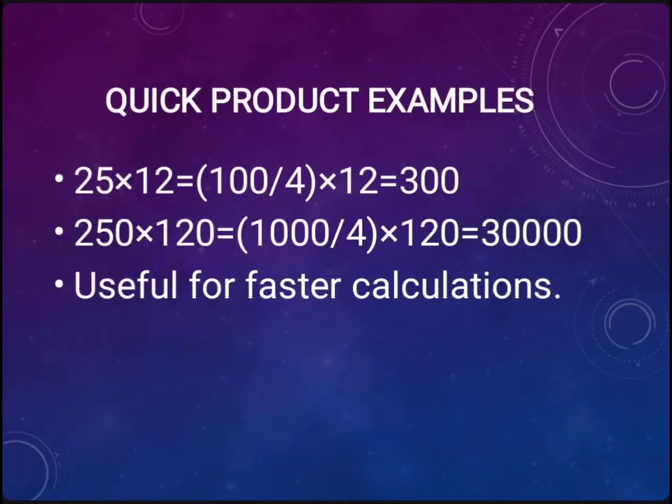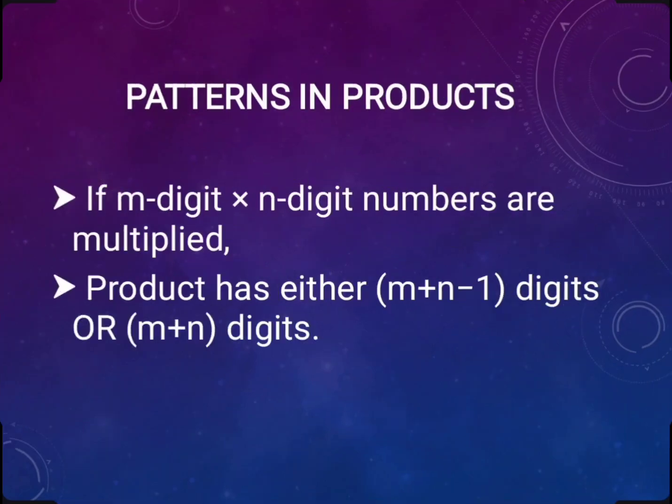So based on the questions asked, for instance 25 into 12, we do 100 by 4 into 12, which is 1200 by 4, answer is 300. Or 4 into 3 times 12, 3 into 100 is 300. So this is useful for quick calculations.